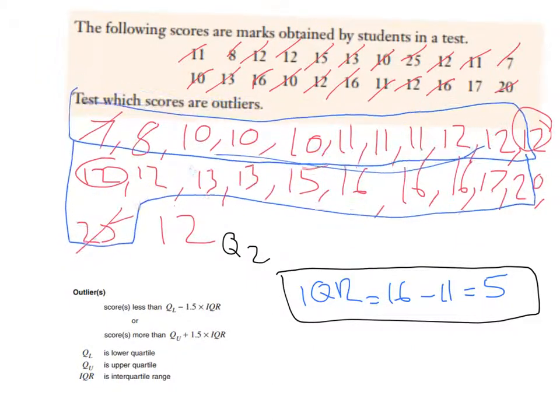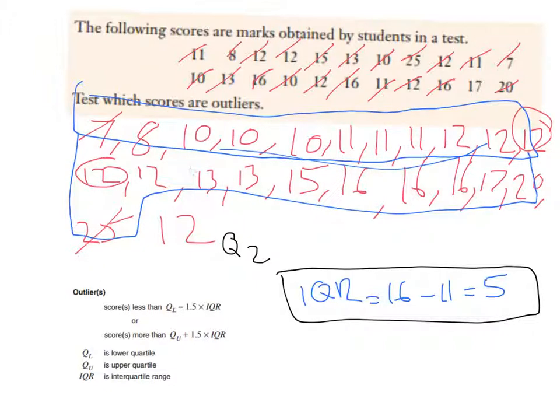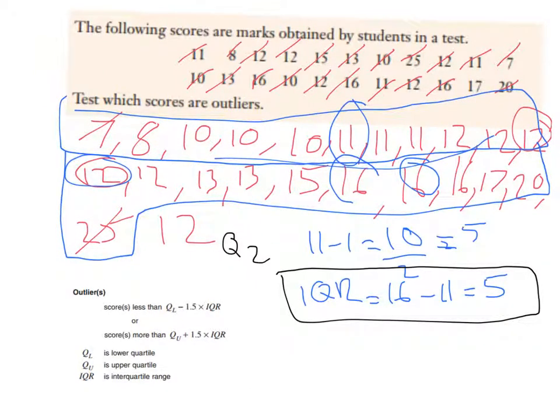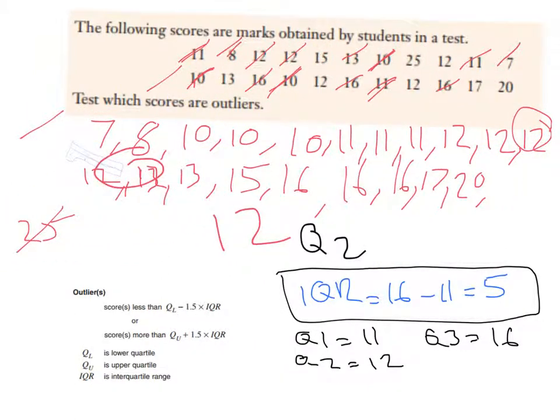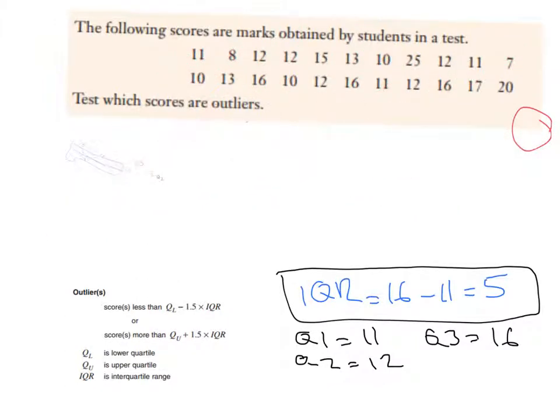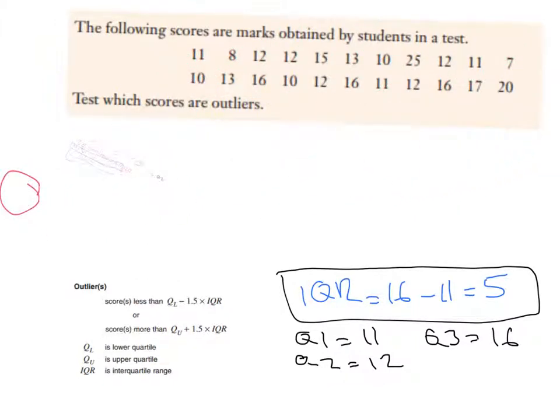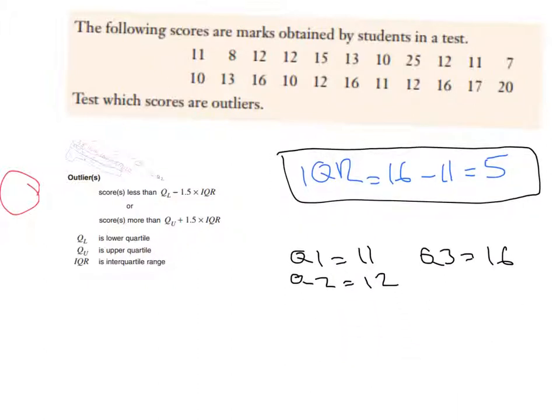Oh, wait a second, before we do any of that, we need to remember which one, what was our Q1? Right. So Q1 was 11. Okay, Q2 was 12. And Q3 was 16. Okay, now I can get rid of this stuff because we don't really need it. Okay, now we can start really using this information.